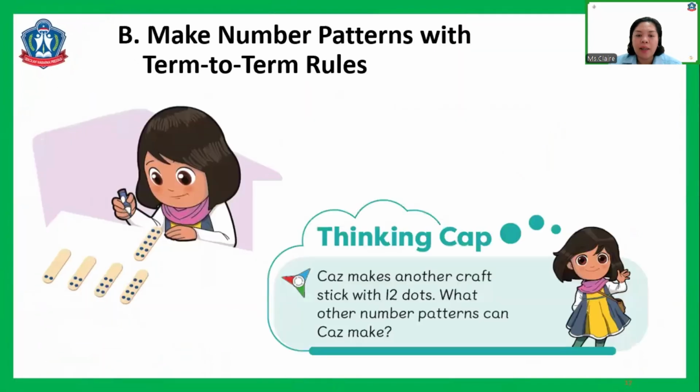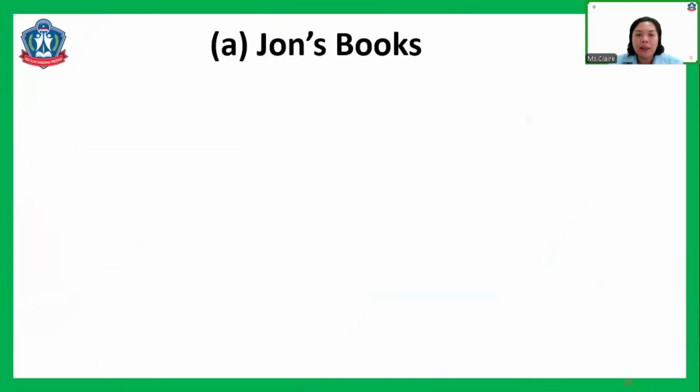Okay, take a look here. So, Kaz makes another craft with 12 dots. What other patterns can Kaz make? From 8, then 10, and 12, if she continues, it will be 14 dots, 16, then 18, then 20 dots, because it always adds 2. Okay, let's continue.